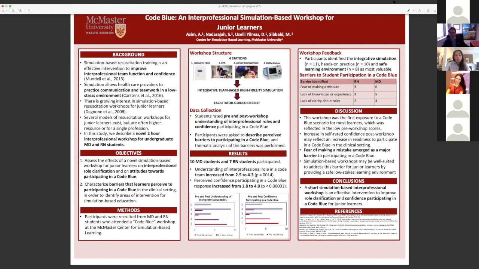I think it likely would last over time. Some similar workshops have found that increase in interprofessional understanding and confidence did persist at a month on self-rated evaluation. I think there's more questions around whether it actually persists in terms of students' actual performance or willingness to participate in a code blue.